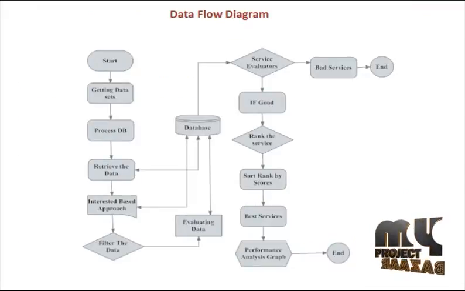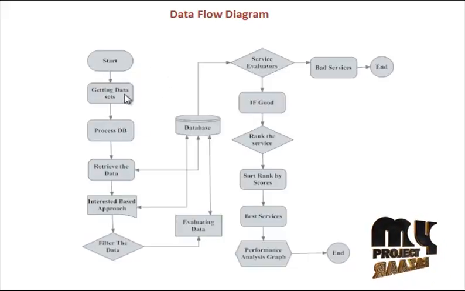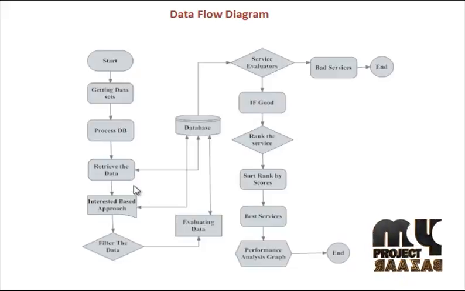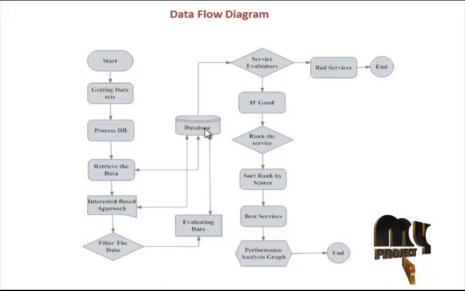Let's discuss the data flow diagram. Our process starts from here. We get the group of web services from a data set, process those data sets, and store them in the database. After storing them, we retrieve the data and use this interest-based approach, the novel web service approach. Finally, we filter the data according to the approaches, evaluate the data, and store it in the database.